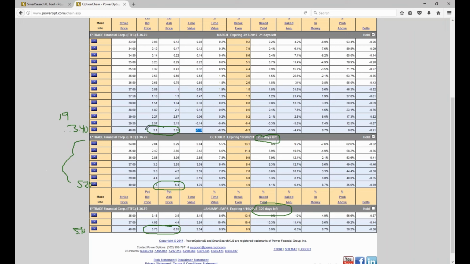So when I'm selling, I want to be selling here in the short term. When I'm buying, I want to be buying out here.